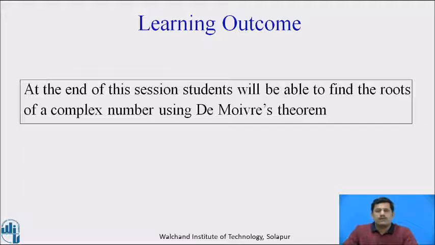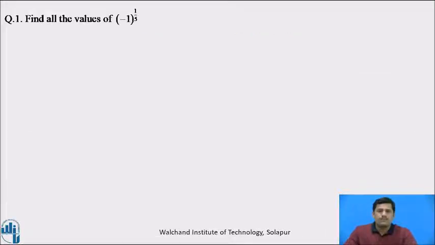Learning outcome: at the end of this session, students will be able to find the roots of a complex number using de Moivre's theorem. Consider the first question. Find all the values of minus 1 raised to 1 by 5.